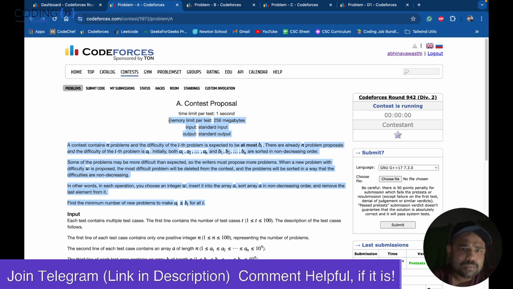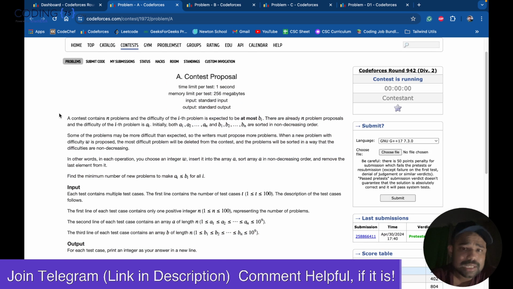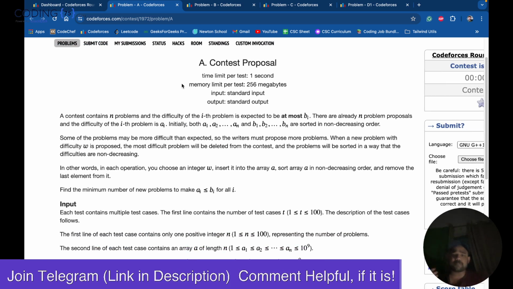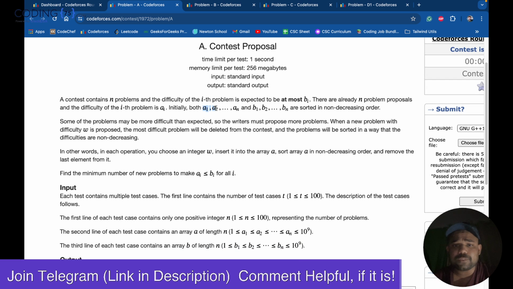The very first problem is Contest Proposal. A contest contains n problems, and the difficulty of the ith problem is at most bi. So bi is the maximum difficulty the ith problem can have. Now you are given some predefined difficulties of the problems. Obviously the difficulty of a problem should not be more than bi, and you can also rearrange them in some order. That is also given to you.